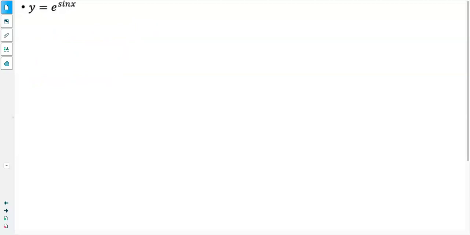Next one, we've got y equals e to the power of sine x. So the derivative of that would just give us e to the sine x times the derivative of sine x. Now the derivative of sine x is cos x, so we've got y prime is equal to e to the power sine x times cos x.